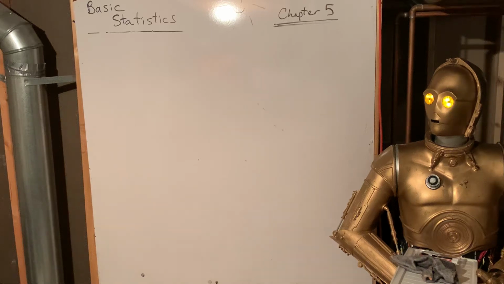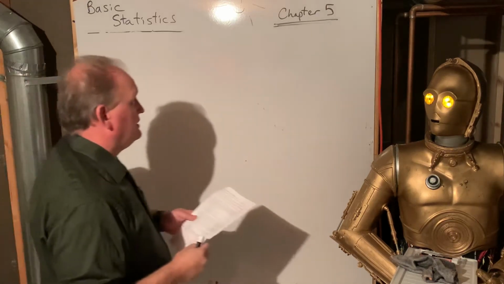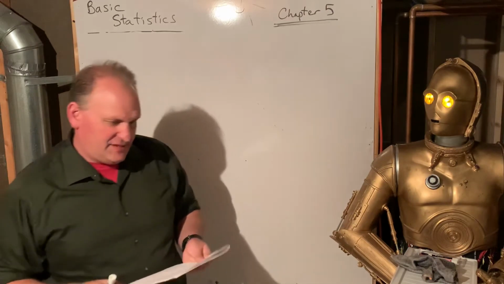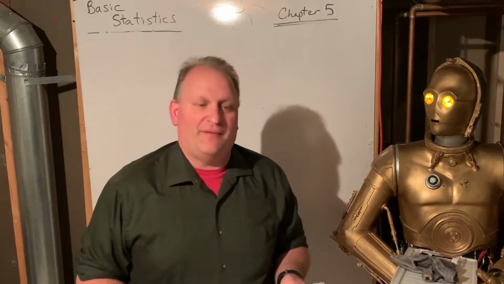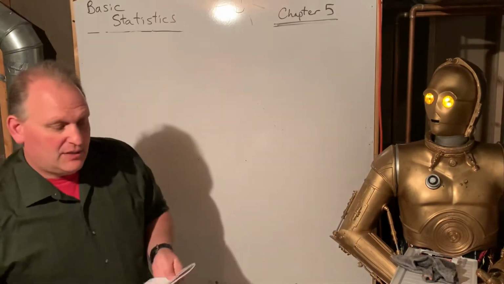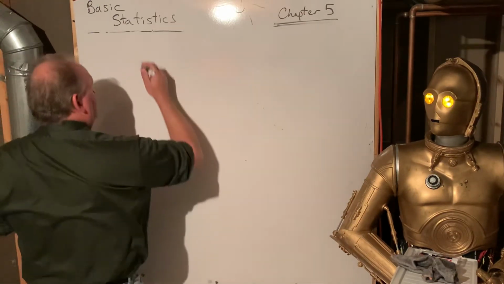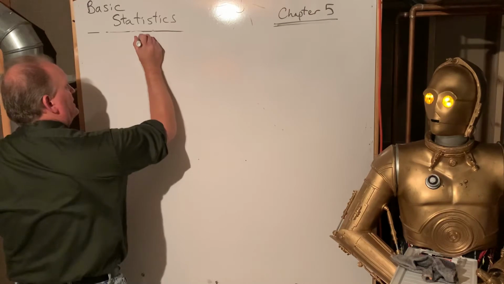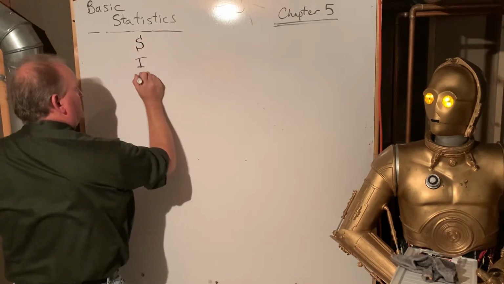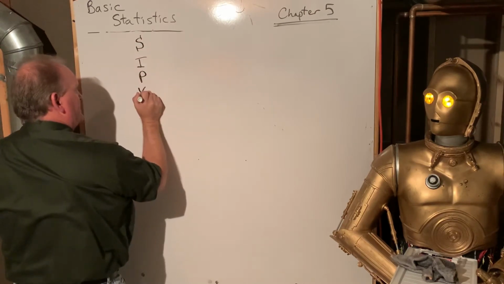Okay, this is Basic Statistics 260. We are looking at Chapter 5, specifically the third section, 5.3. So we're looking at characteristics of a binomial experiment. And my last class had an interesting mnemonic to remember this.